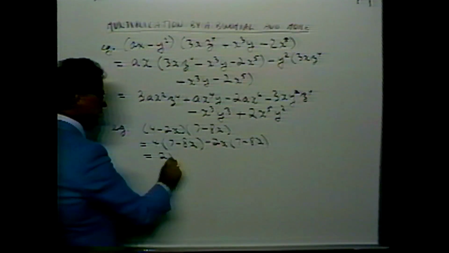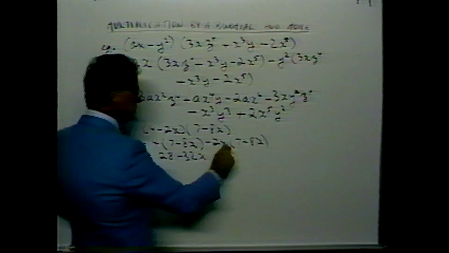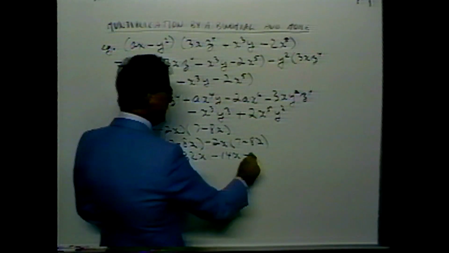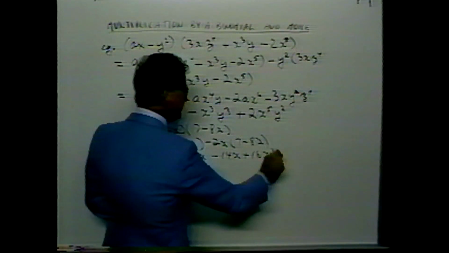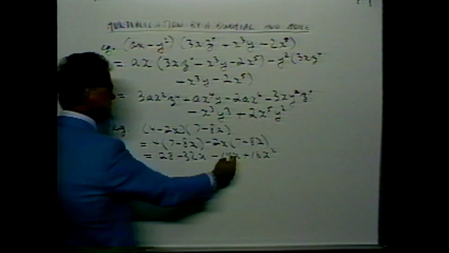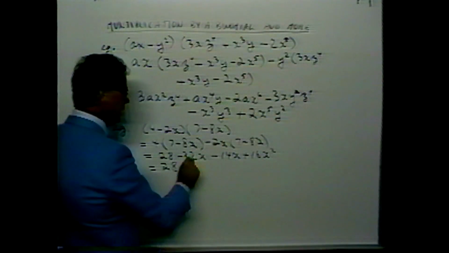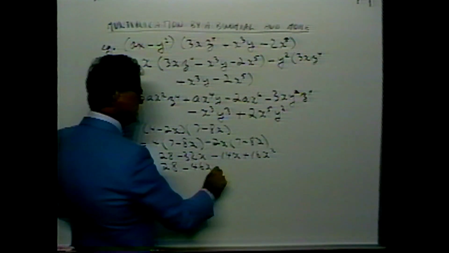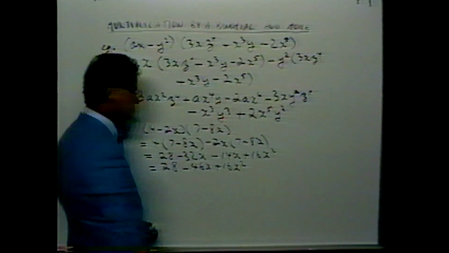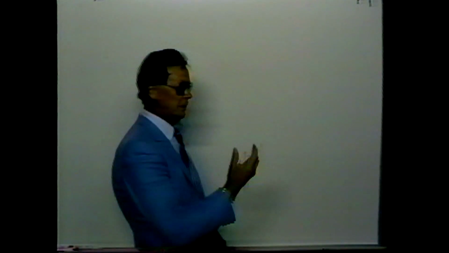Simplifying, we have 28 minus 32x. We have minus 14x plus 16x squared. Adding like terms, 32x with the 14x, we write the final answer as 28 minus 46x plus 16x squared. The kind of multiplication which I illustrated in the example just done is often referred to as horizontal multiplication. Now I will show you another common way of multiplying binomials referred to as vertical multiplication.